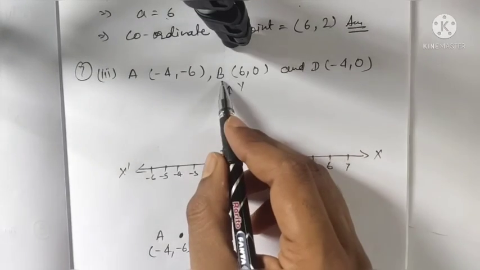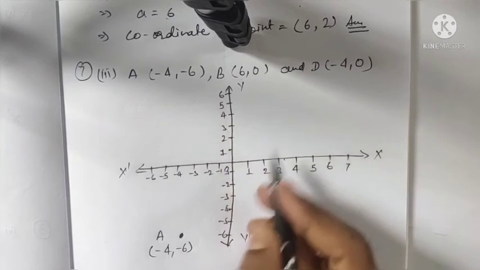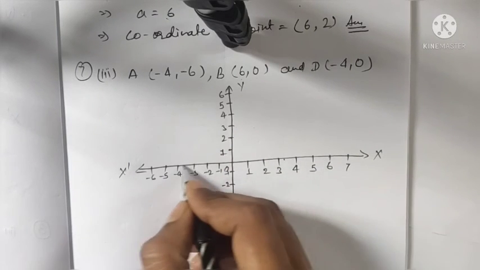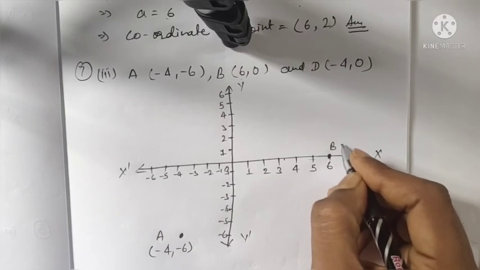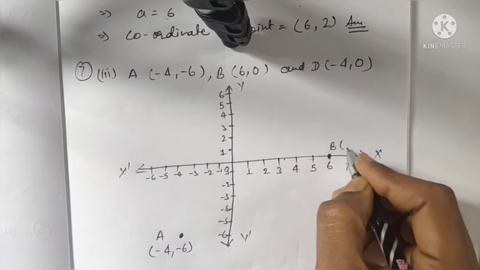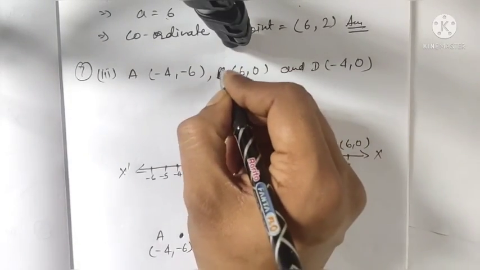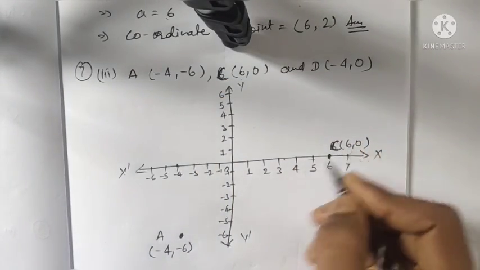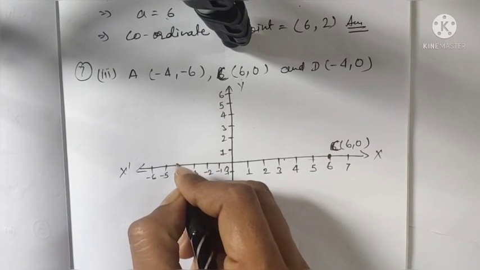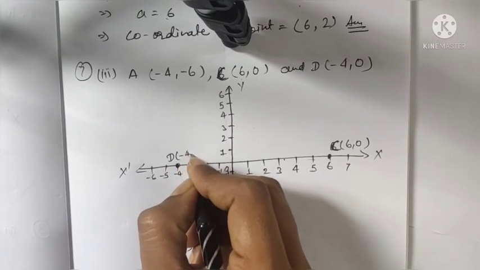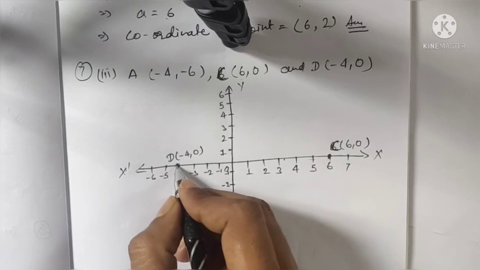Now we are going to plot the point that is (6, 0). Here the value of x is 6 and y is 0. So y is 0 on this line and x = 6 is here. So this will be our point B, that is (6, 0). Sorry, it is point C. So this will be our point C, and point D is (-4, 0). So it will be here, (-4, 0). So now we have a diagram like that.